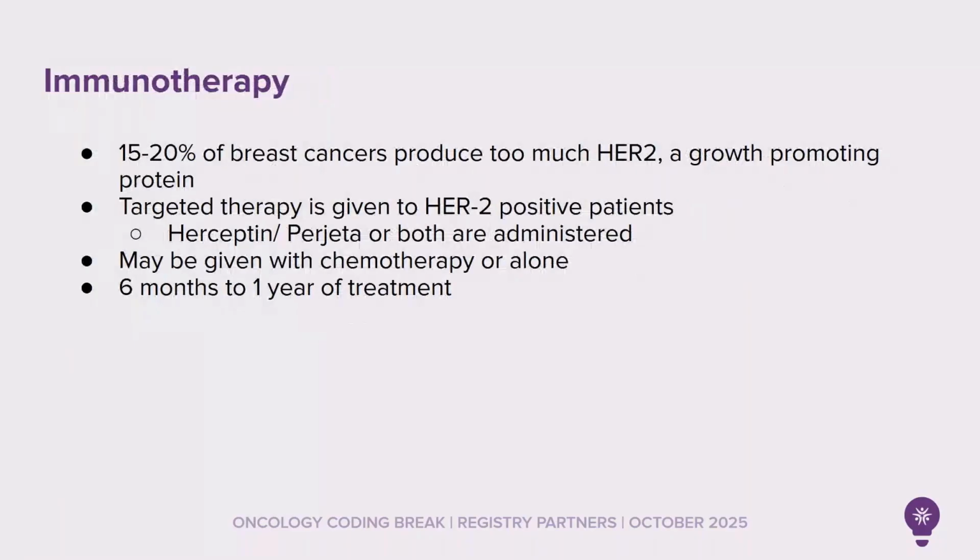The American Cancer Society notes that 15 to 20% of breast cancers produce too much HER2, which is a growth-promoting protein. Targeted therapy is given to HER2-positive patients. Herceptin and Perjeta, or both, can be administered, and both of these agents are coded as immunotherapy per SEER-RX. This may be given with chemotherapy or alone. These agents are typically given for a time frame of about 6 months to 1 year.